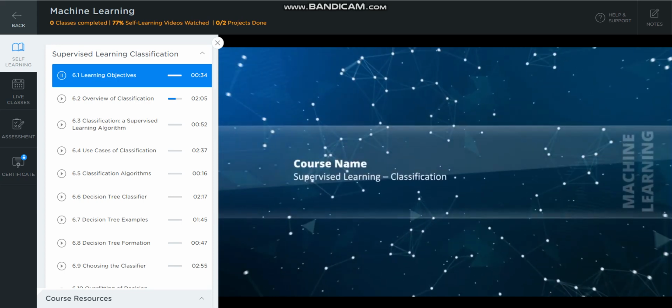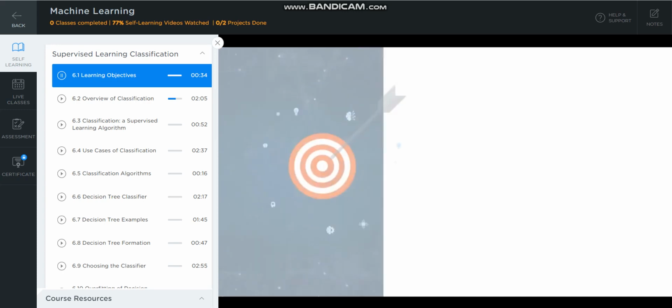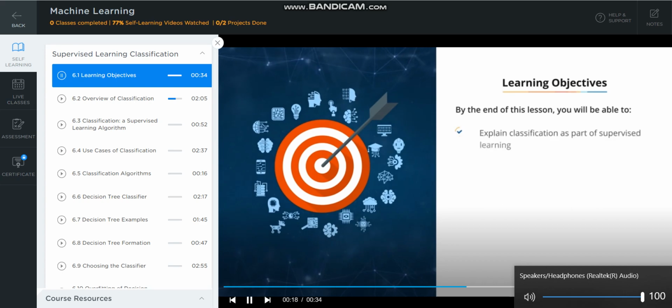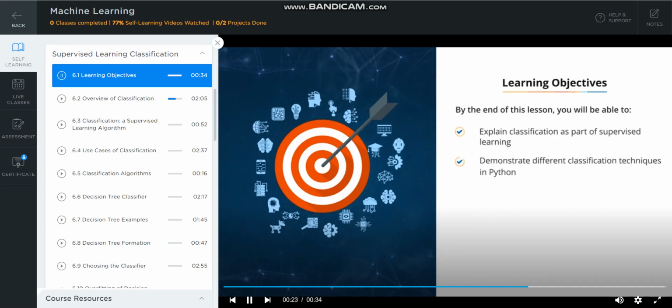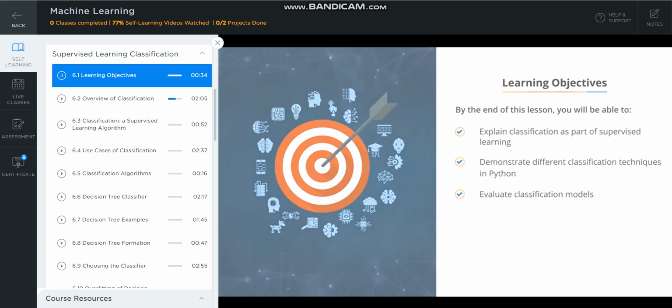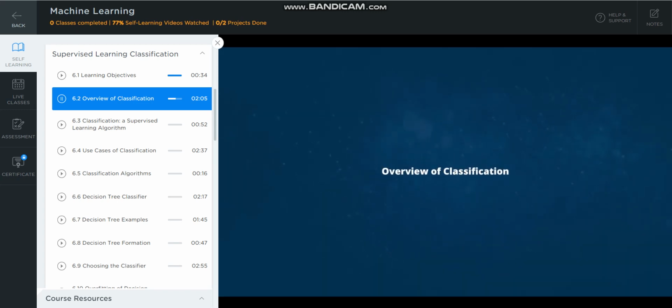Supervised learning on classification. By the end of this lesson, you will be able to explain classification as part of supervised learning, demonstrate the different classification techniques in Python, evaluate the classification models. So let's go ahead and understand classification in detail.